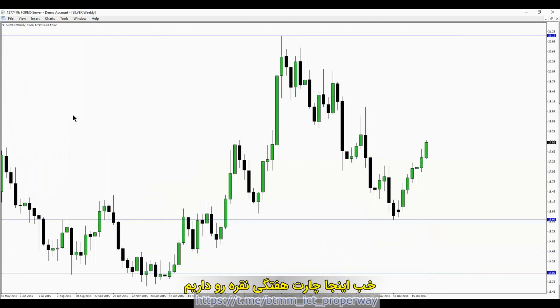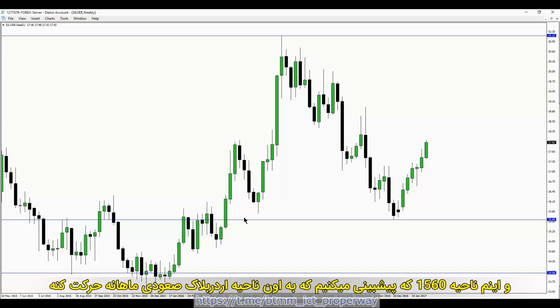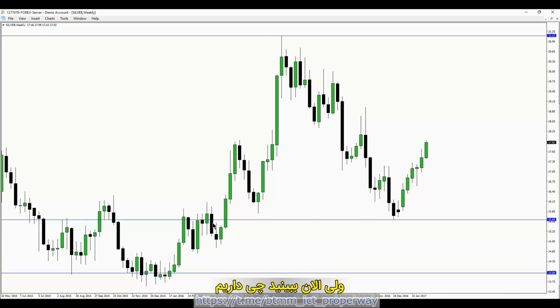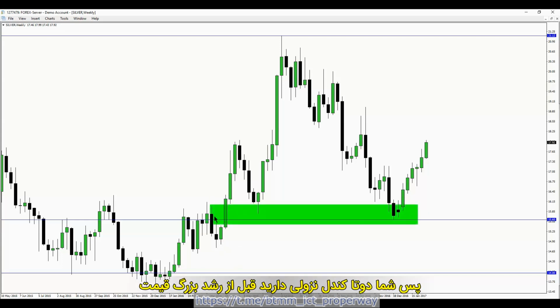Okay, here we are with the silver chart on a weekly basis. And here's that move away from that 1400 area. And here's our 1560 level, anticipating a move to that level for the monthly bullish order block. But now look what we have. We have another level in here for the weekly. So you have 1, 2 down candles right before a nice big surge in price.